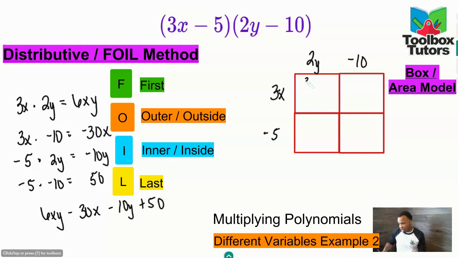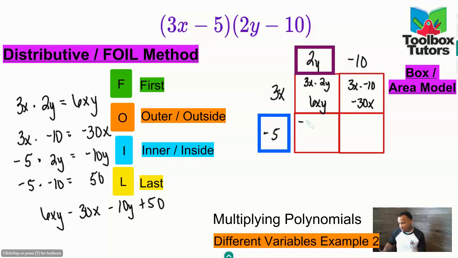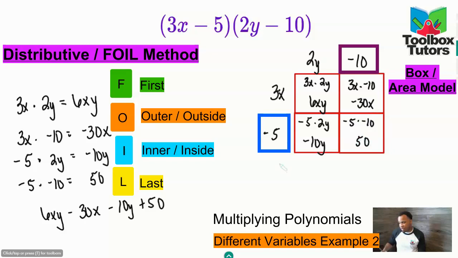So in this first box, we have 3x times 2y. 3x times 2y gives us 6xy. Next, we have 3x times negative 10. That gives us negative 30x. In the box up under here, we have negative 5 times 2y. That gives us negative 10y. And in this last box, we have negative 5 times negative 10, and that gives us positive 50.